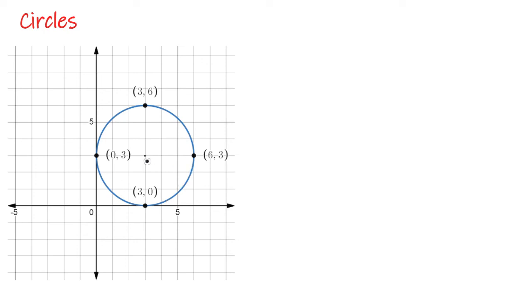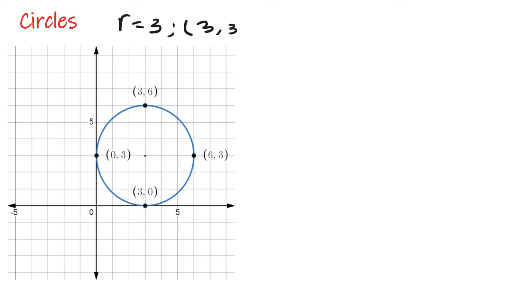So in this case we have a center at 3, 3. And if we count from 3, 0, the distance from 3, 0 to 6, 3 relative to the x-axis is 3 units. So that would tell us that the r for this equation is equal to 3. But in any case, the center accordingly is just 3, 3.